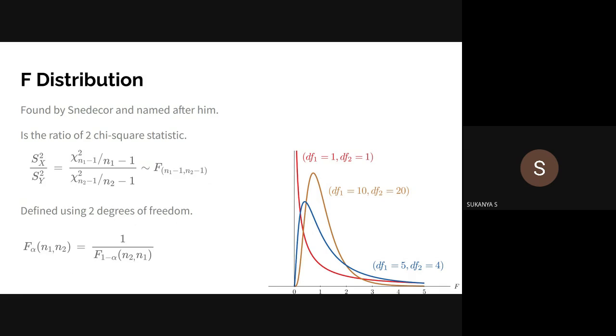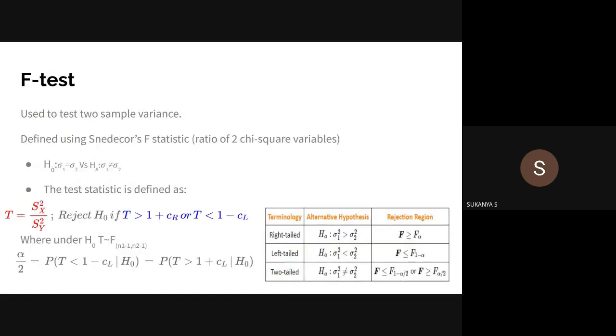Now to test that, what you use is called the f distribution. So in the one sample case you use chi-square in terms of variance, and when you have two samples you use the f distribution. Now f is again a distribution named after Snedecor, and the statistic that you would calculate is sx square by sy square, where sx square is the sample variance of your first sample, and sy square is the sample variance of your second sample.